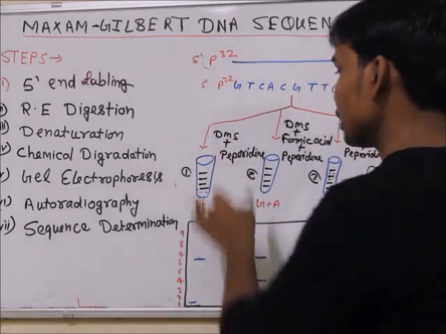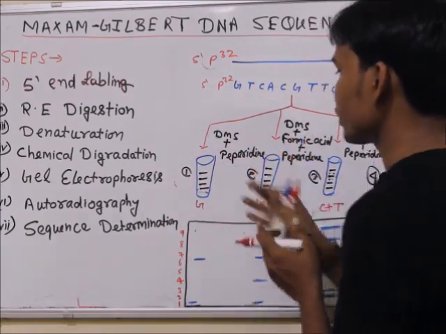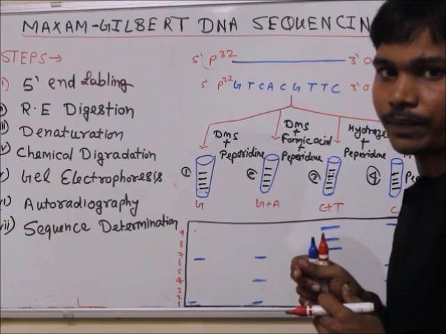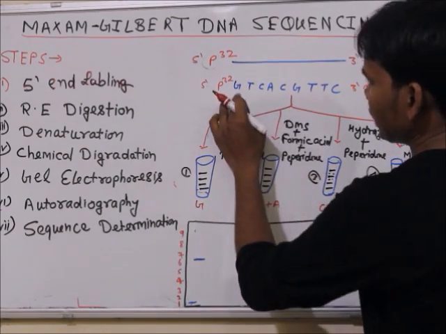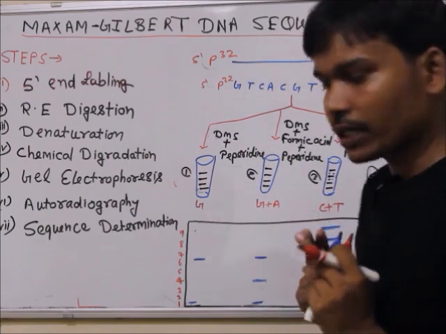Why? These degrade the nucleotide sequences. How do DMS and piperidine degrade the nucleotide sequences? Okay, suppose that this is the GTCA sequence. I am making a small chart of the DNA sequence.